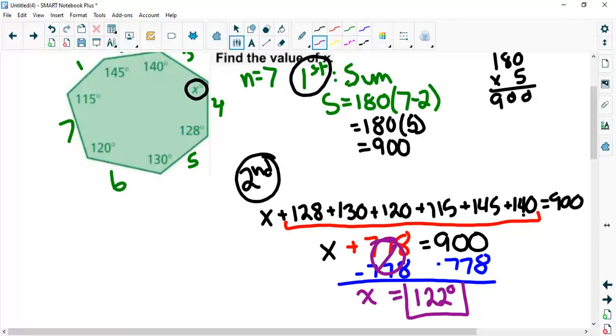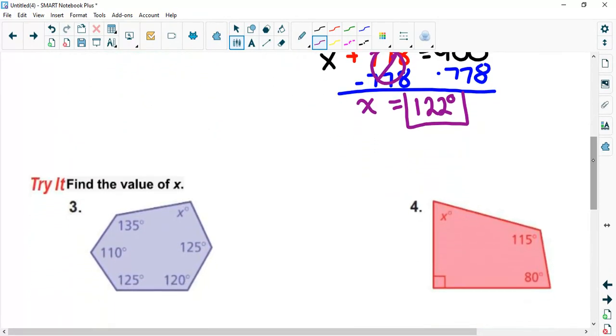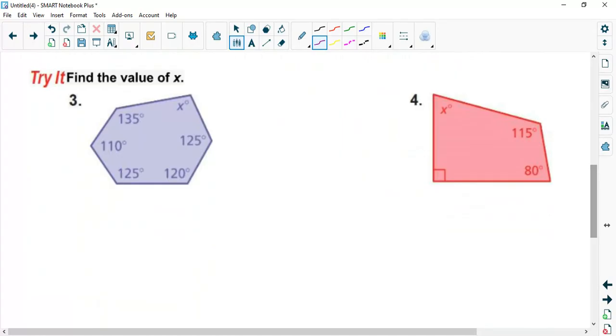It takes 2 steps to do this. And no matter what, you do have to know the sum first. Once you have the sum, you have to be able to combine your like terms and solve for x. With this as an example, there are two try it questions. So let's move down and take a look at those try it questions. Pause the video and come back to check your understanding.